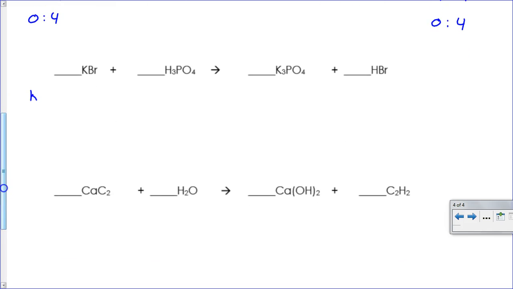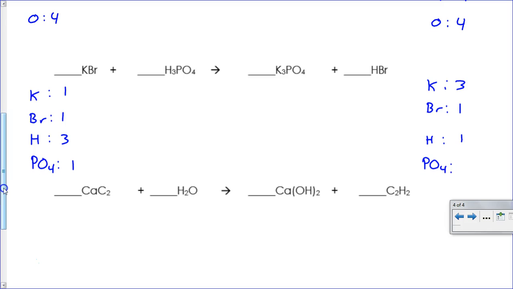Next one, we've got K, we've got Br, and then we've got H, and PO4 is phosphate. It's a polyatomic ion. I'm going to leave it as one collective unit there. So potassium, on this side there's 1, there's 1 bromine, there's 3 hydrogens, there's 1 phosphate. On this side, K, Br, H, and PO4. There are 3 potassiums on this side. For bromines, there's 1. For hydrogens, there's 1. For phosphate, there's 1.